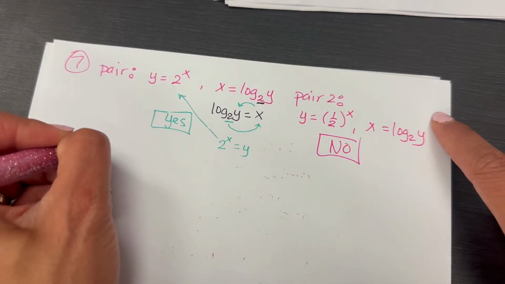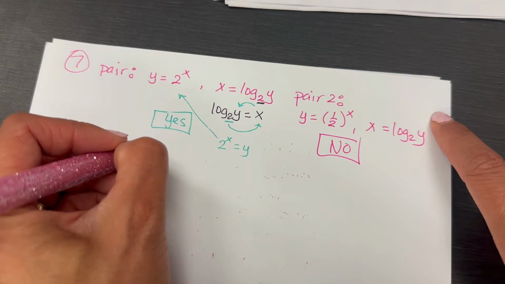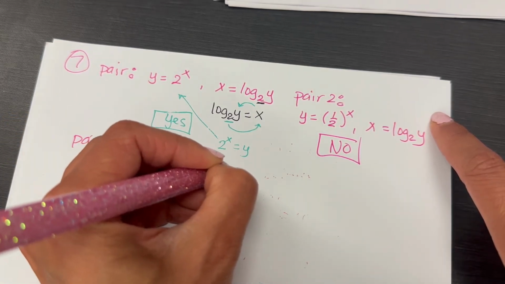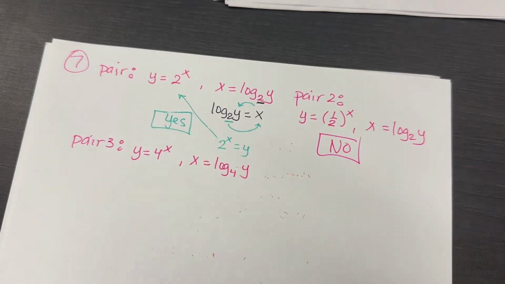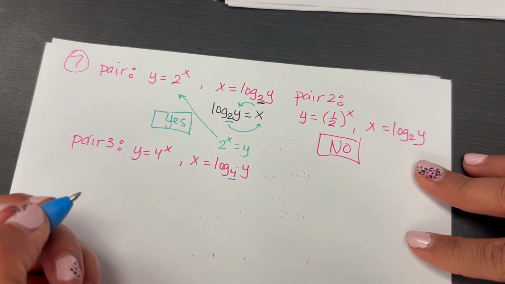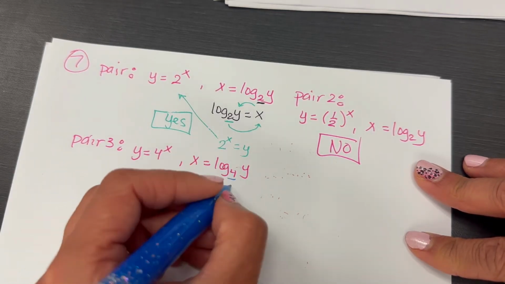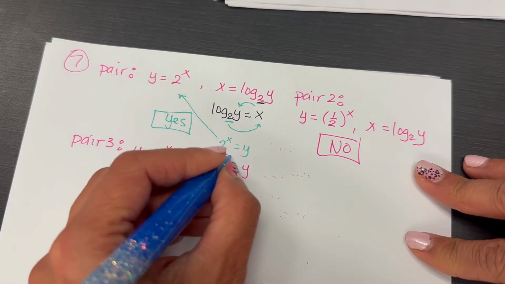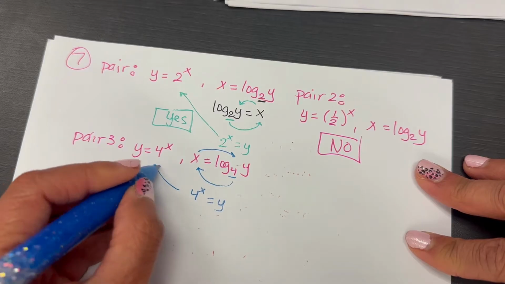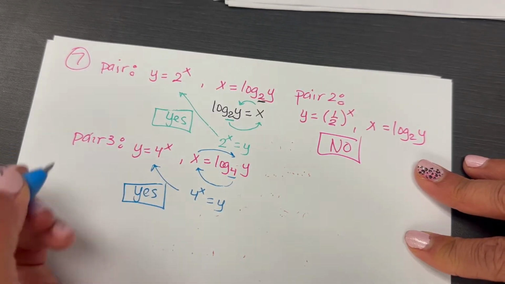Pair number 3. We've got y equals 4 to the x and x equals log base 4 of y. Same thing. I'll keep the base on the right this time, but remember, if it's on the right-hand side, you have to do your roundabout clockwise instead of counterclockwise. So that would go 4 to the x is equal to y, and that's exactly what we've got here. So this one was a yes, they are equivalent.